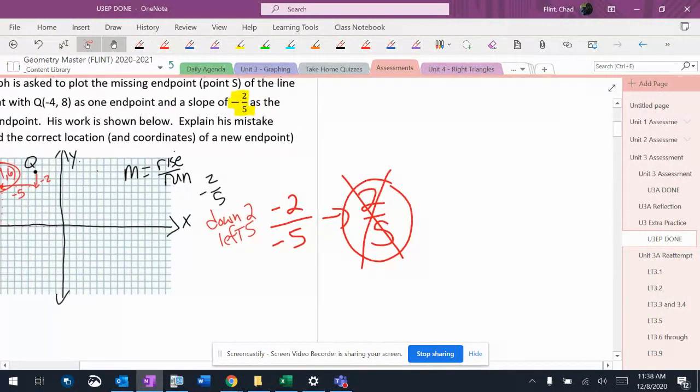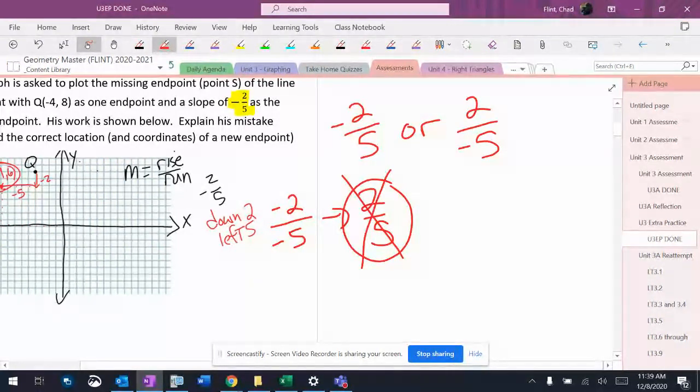So it either needs to be negative 2 over positive 5, or it needs to be 2 over negative 5. It can only have one negative. All right, so it needs to be one of those two things.